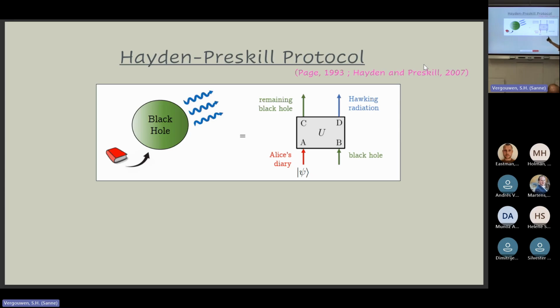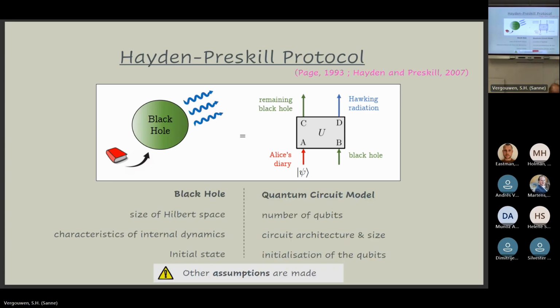So the red arrow is the information that is in Alice's diary, supposed to be that quantum state. And that quantum state falls into a black hole and gets encoded in a larger number of degrees of freedom among the black hole degrees of freedom. And then new Hawking radiation is released, and there is the remaining black hole activity. And the blue system represents what Bob has access to do the decoding.